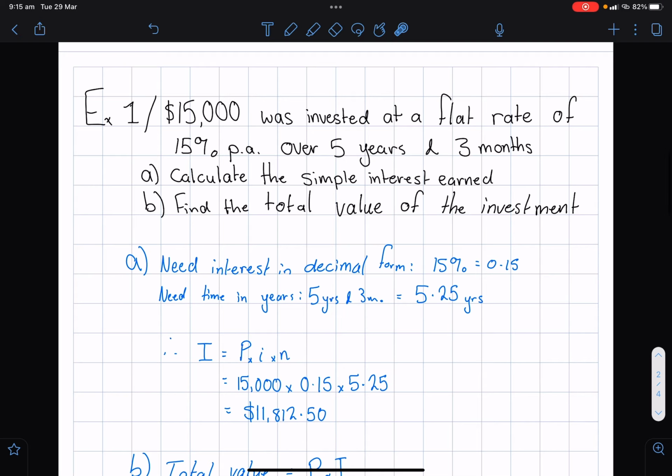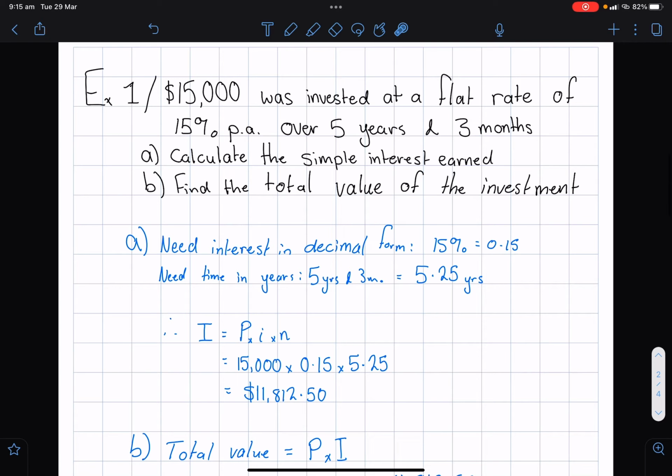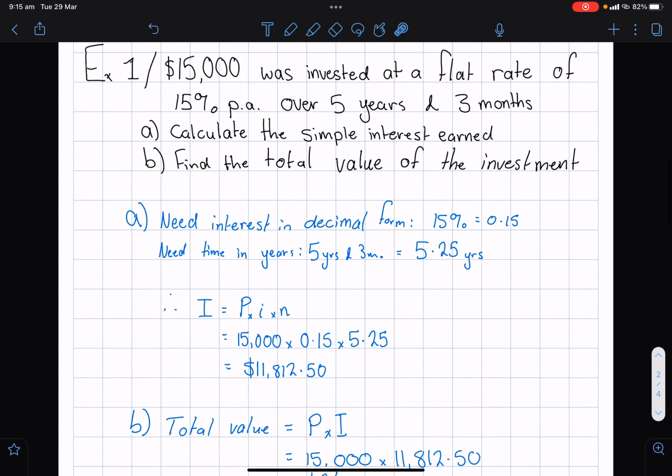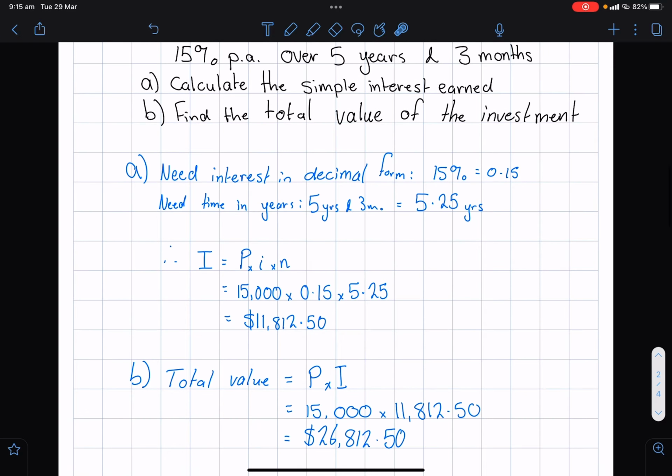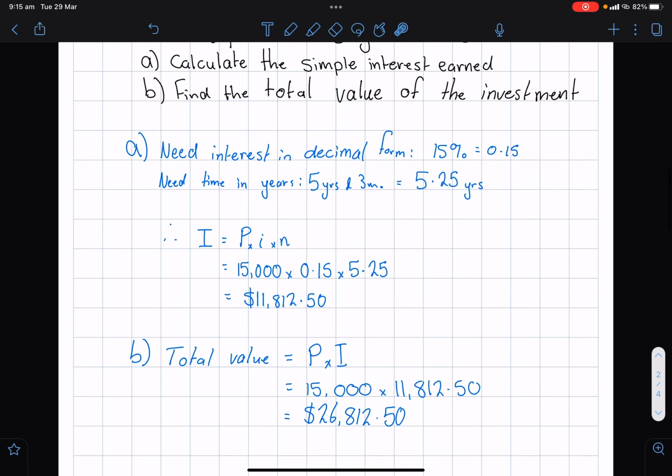Now the total value of the investment is the principal investment plus the interest earned. So $15,000 plus $11,812.50 is $26,812.50. So it's as simple as just plugging into our formula.